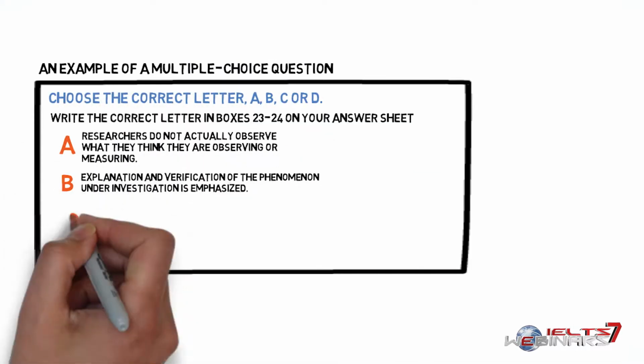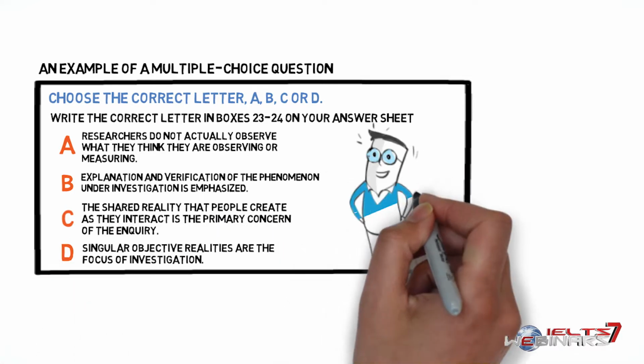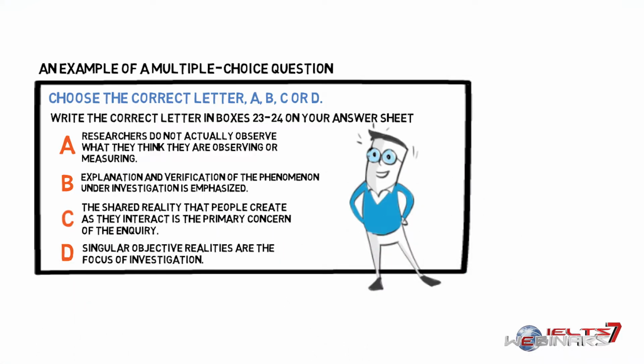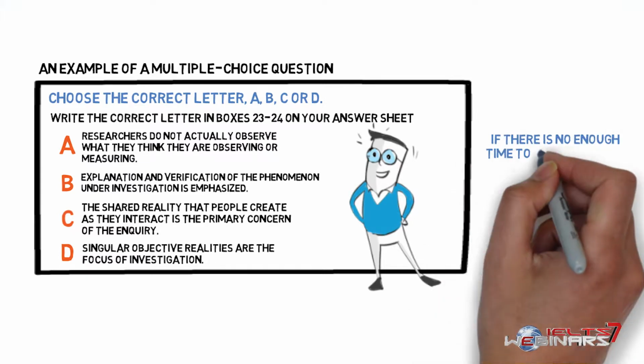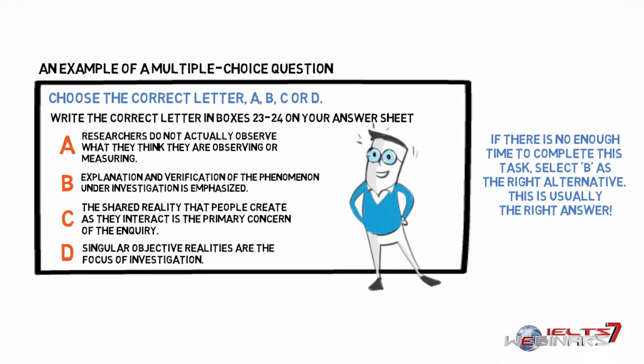Each multiple choice question has 4 alternatives as shown in the example. These questions usually require detailed reading of 1 or 2 paragraphs, so they are time-consuming. It is recommended that you complete multiple choice questions at the very end of the reading test, after completing all the other questions. If there is not enough time to complete this task, it's a good idea to select B, as this alternative is usually the right one.